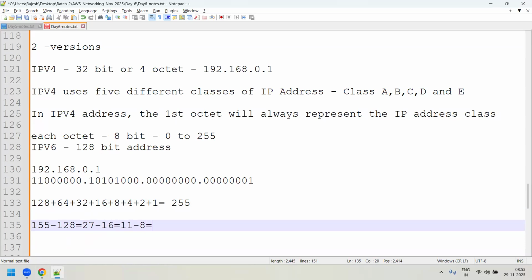What did you get? 3, right? Is there any value equal to 3? No. Less than 3? Yes, 2 is there. Minus 2, you got 1. Is there a value equal to 1? Yes, 1 is there. Minus 1.